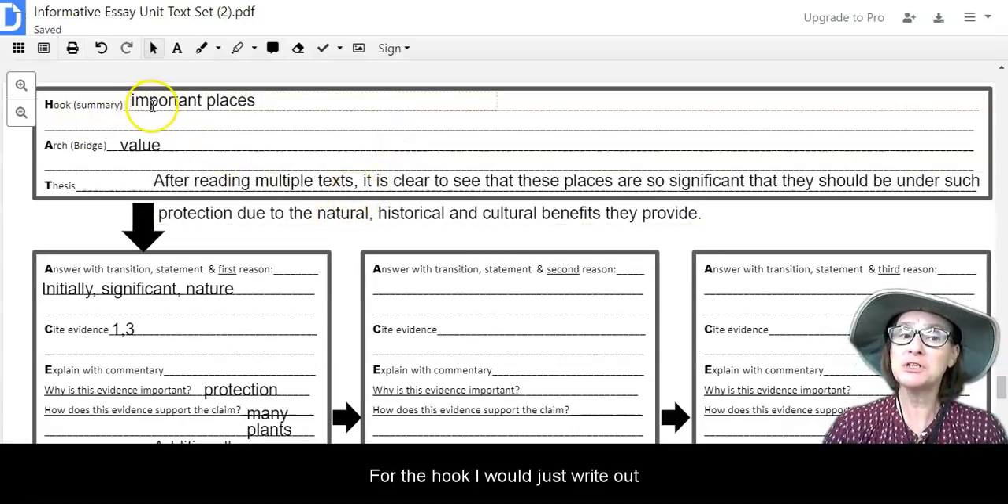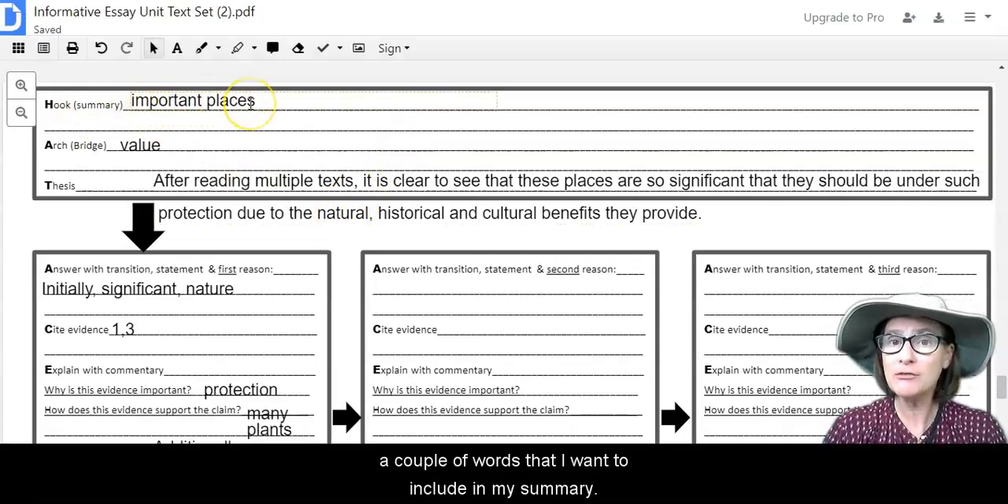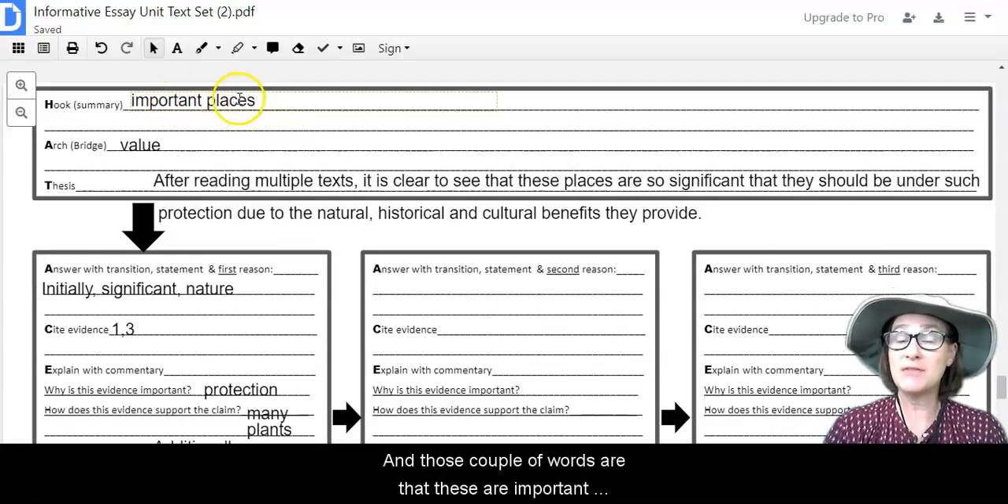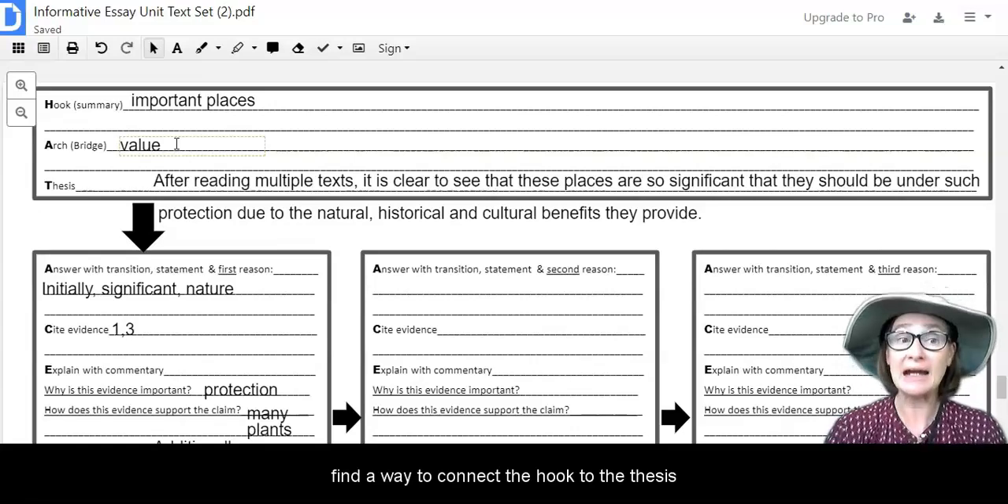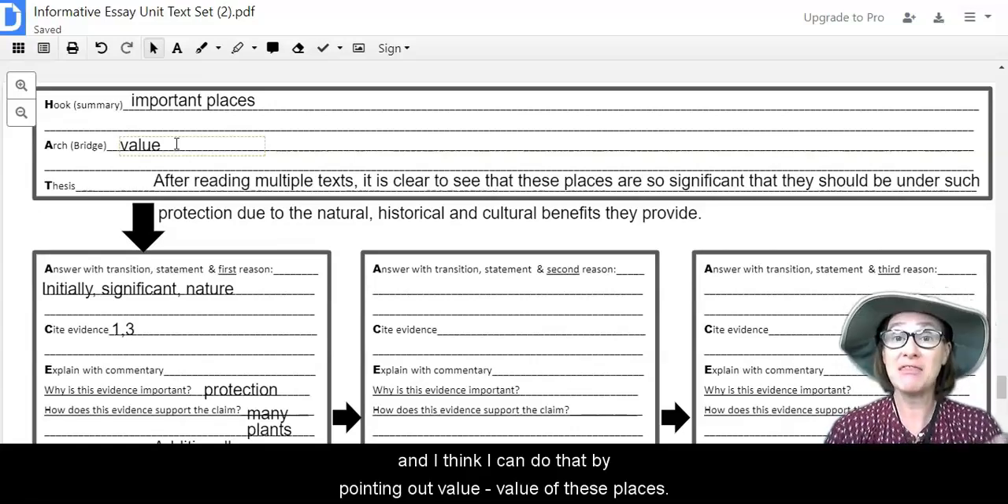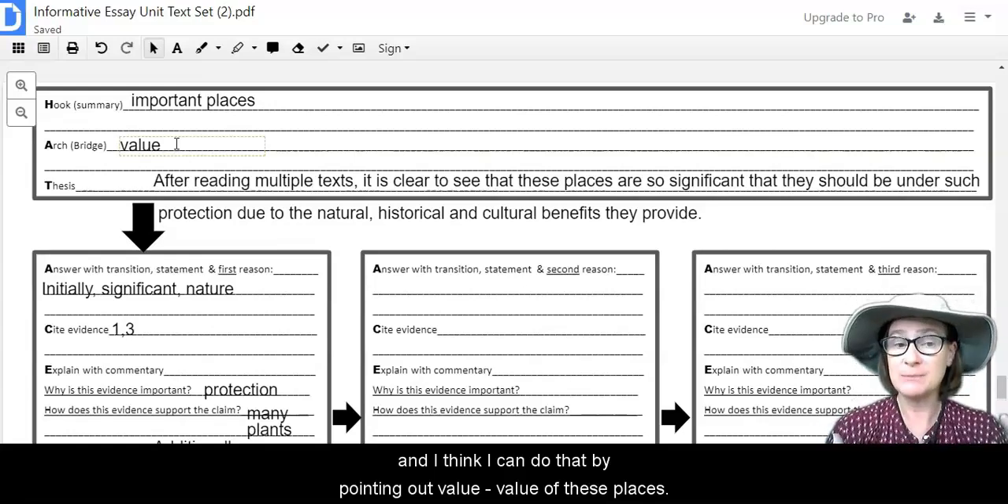For the hook, I would just write out a couple of words that I want to include in my summary. And those couple of words are that these are important places. And for my bridge, I would want to find a way to connect the hook to the thesis, and I think I can do that by pointing out the value of these places.